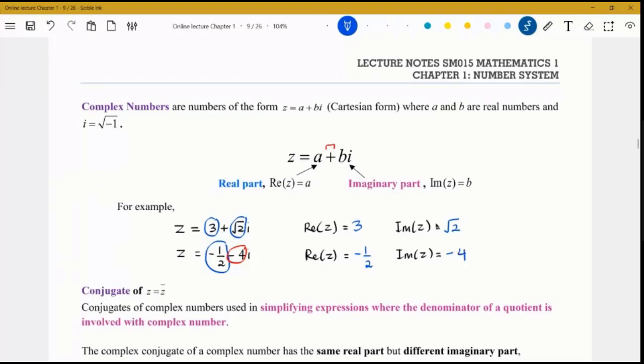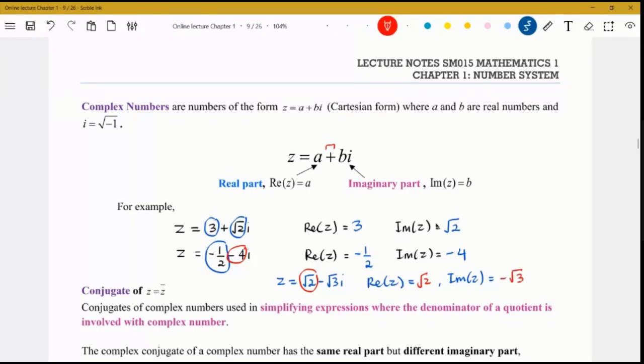Okay. So if we have Z equal to square root 2 minus square root 3I. So real part kita apa? Square root 2. Okay, so kalau real part kita adalah square root 2. Imaginary? Negative square root 3. Negative square root 3.